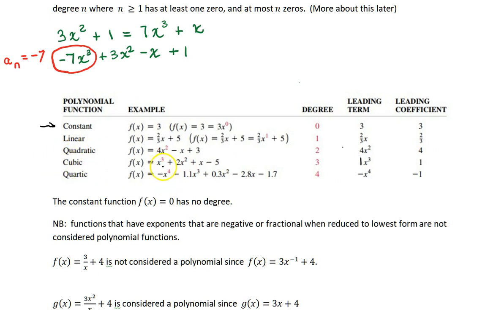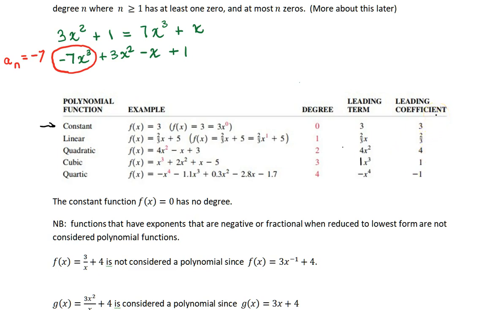Cubic, my highest exponent is a 3, so my degree is 3. I have 1x cubed, or I have x cubed, right? I could have just left the 1 off. But you need to be sure, this is where people trip up a lot: you have an x cubed or a negative x to the 4th, and people will just move it over to the leading coefficient without pausing to think that this is really a 1 and this is really a negative 1. So your leading coefficients are going to be 1 and negative 1 respectively.